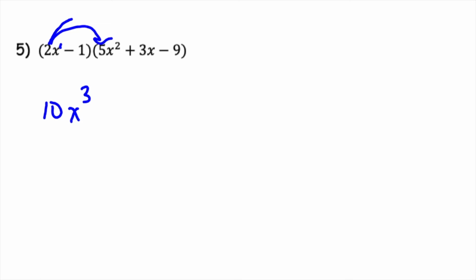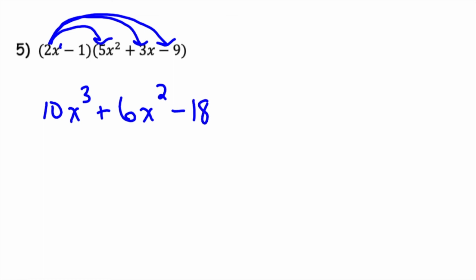Keep it going here. 2x times 3x, multiply your numbers. 2 times 3 is 6. X times x is x squared. Good. And last one here, 2x times negative 9. Take the 2 times the negative 9. You can break out your calculator for that if you want to. 2 times negative 9 is negative 18. X times, there's no x here, so that's just an x.